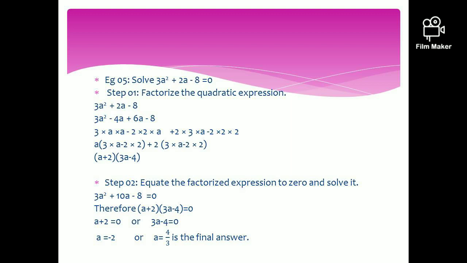Then if you replace it in the equation, you will obtain a plus 2 into 3a minus 4 equals 0. By setting the individual brackets equal to 0, you can obtain the answers. A plus 2 equals 0 means a equals minus 2, or 3a minus 4 equals 0 means a equals 4 over 3.